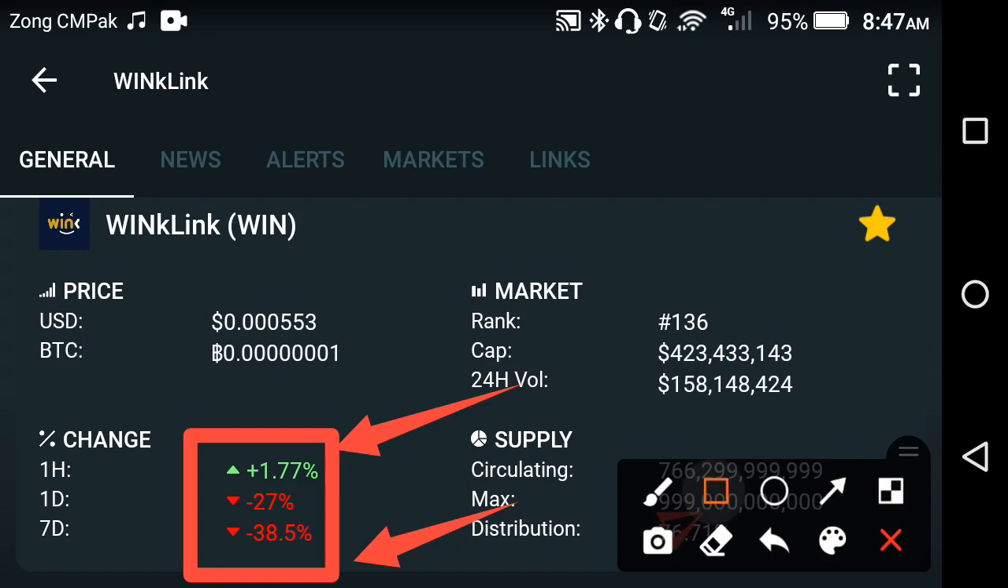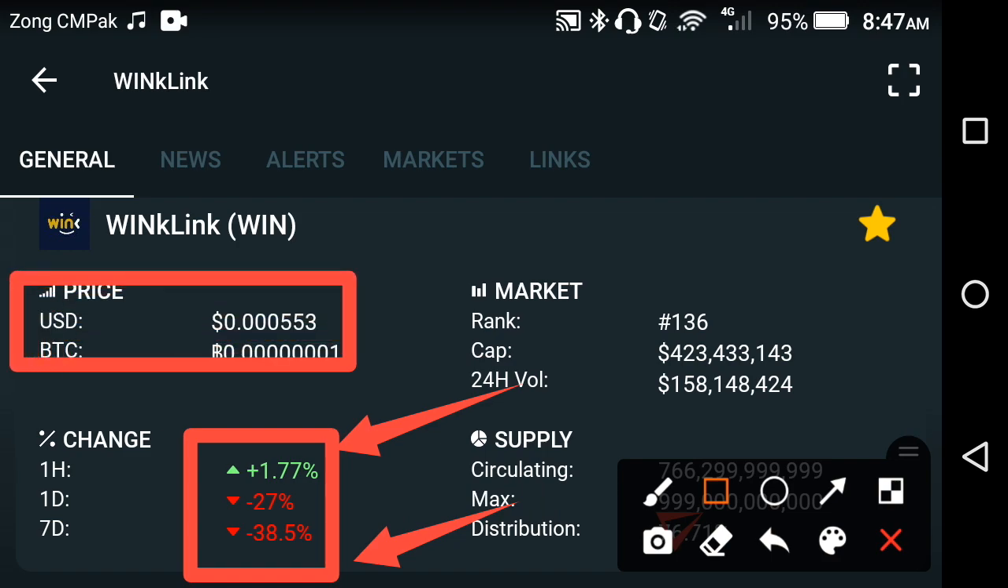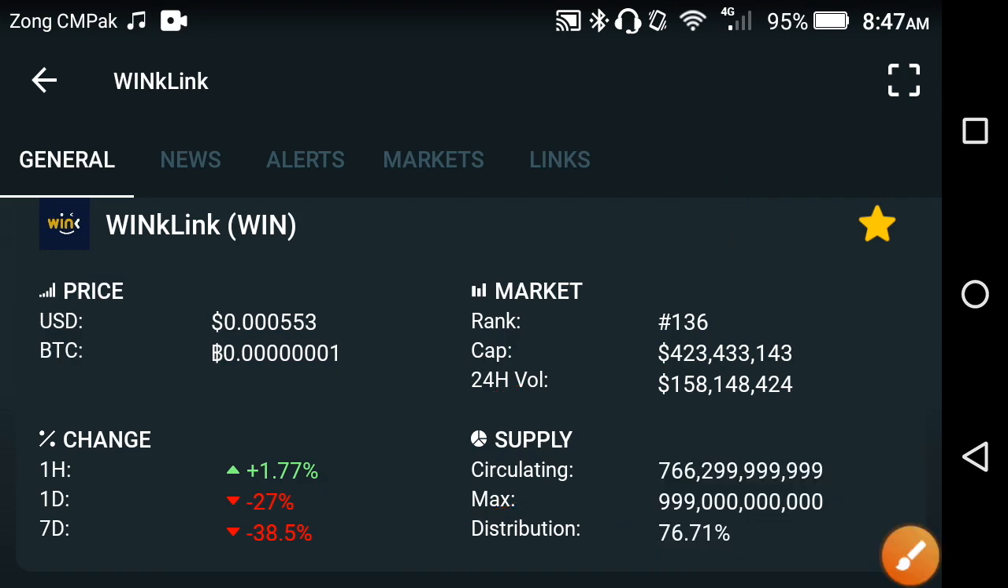Now if we talk about the price of the Winklink coin in the market at this time, 0.00553 USD is the current price of the Winklink coin. That is the latest price of Wink you are watching here. And if we talk about the market rank of the Winklink coin, 136 is the market rank of the Winklink coin. Now in the last hour the price has only gone upward.